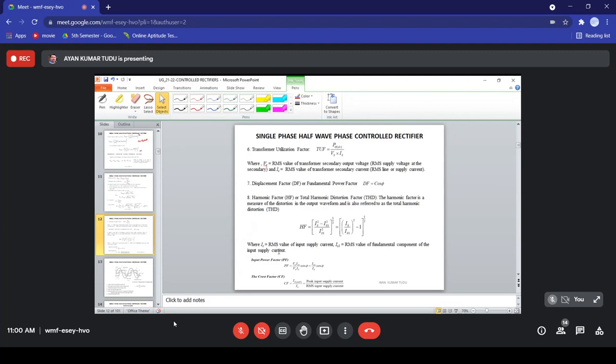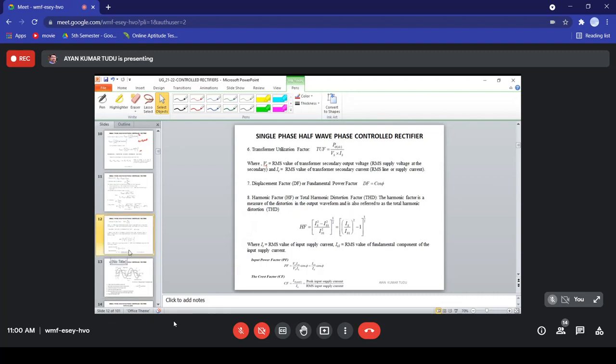Then we have the input power factor PF, that is equal to IS1 by Is into cos phi, and the crest factor equal to peak input supply current by RMS input supply current. I hope it is clear, because I am again repeating that the alpha value would be given to you and you have to find these performance parameters if asked for a single phase half wave controlled rectifier.